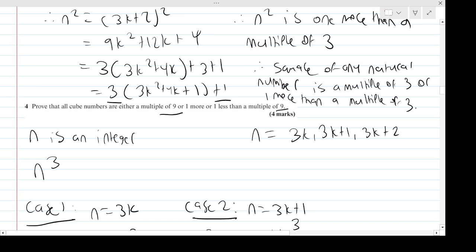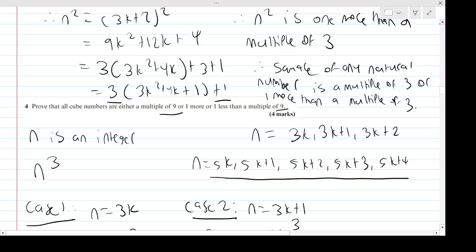If we need to consider multiples of 5, for instance, and there was an exam question about that, then you can write n as 5k, so if it's a multiple of 5, it's 5 lots, or 1 more than 5, or 2 more than 5, or 3 more than 5, or 4 more than 5. And again, that's 5 numbers. So with a 5 times table, those are all the possibilities that you consider. If you then did 5k plus 5, well, 5 is a multiple of 5, so you get back to here.